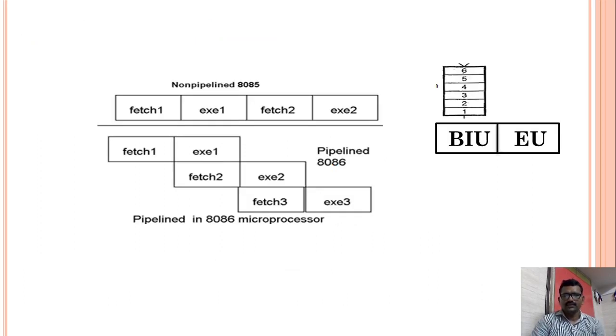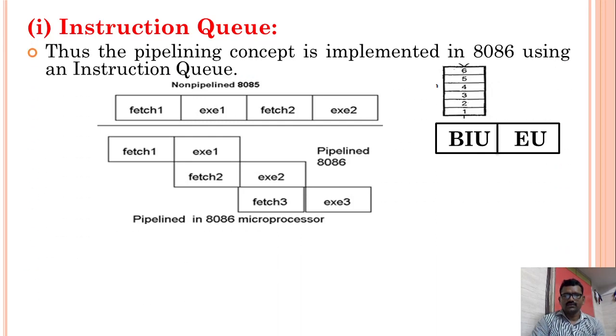So here we can see non-pipelined architecture of 8085 and pipelined architecture of 8086. So the new feature in 8086 helps to perform parallel processing, right? Here the pipelining concept is implemented in 8086 using an instruction queue. This queue is in the bus interface unit.